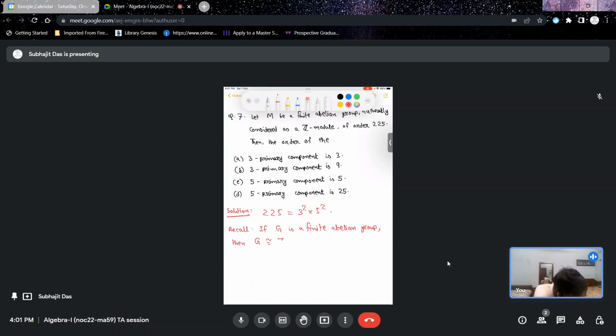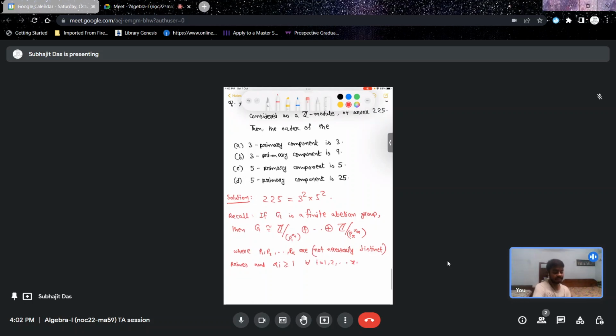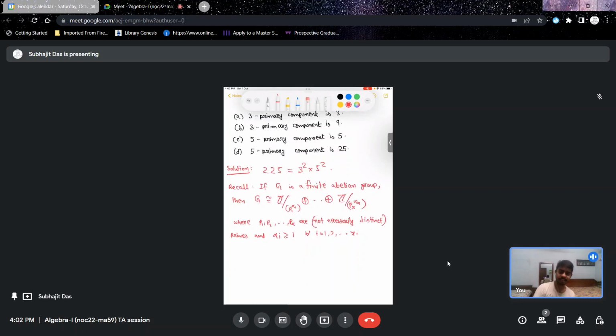So G is isomorphic to Z mod p1 to the power alpha 1 direct sum ... direct sum Z mod pr to the power alpha r, where, as we have already said, p1, p2, up to pr are not necessarily distinct primes, and alpha i is greater than or equal to 1 for all i running from 1 to r. So the primes pi might not be distinct from each other.